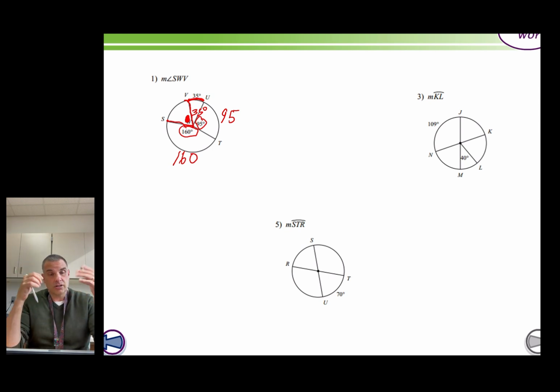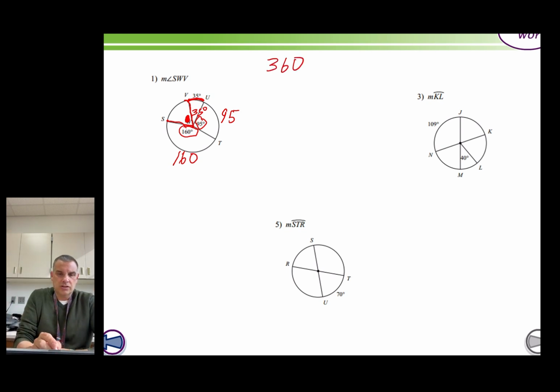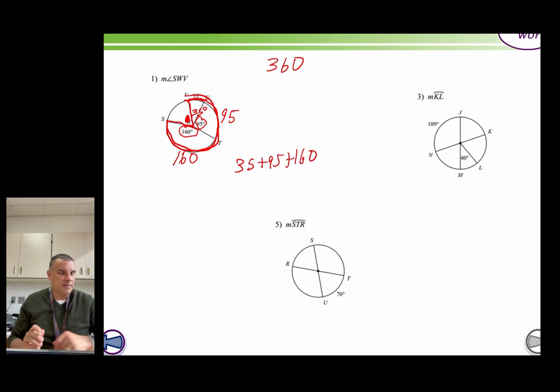Okay, so when you think about a circle, we know that a circle is 360 degrees. So if we're using that angle postulate from the last video, we know all the way around here, we can calculate those. If I take 35 plus 95 plus 160, that's going to give me all of the arcs that I have. So 35 plus 95 plus 160 is 290. So I have 290 degrees of the circle. I just need to figure out what the rest is.